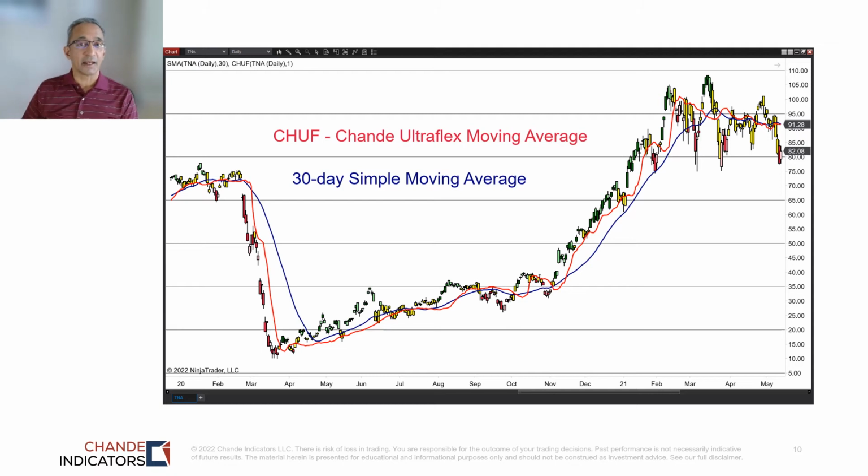So you see that I can get completely different behavior by changing the algorithm, even though I'm basically using the SMA approach to calculate both averages. So the blue line here responds much more slowly than the red line, which is the Ultraflex average, during this sharp sell-off in March 2020. So this is just an example of how you can be very creative in designing moving averages.